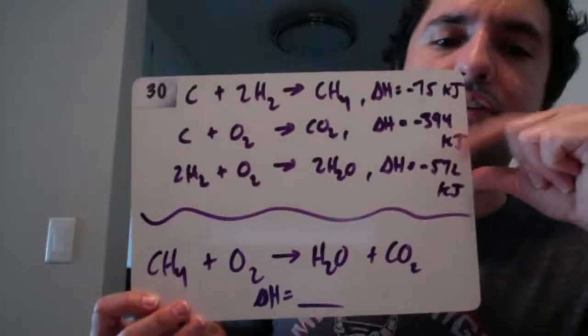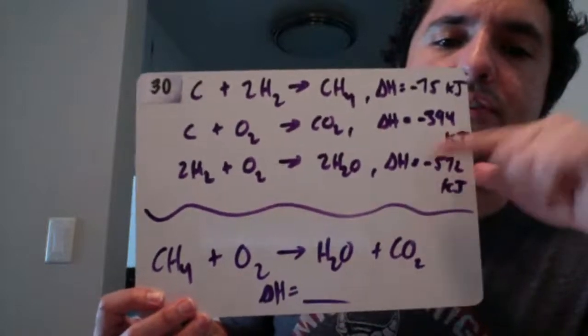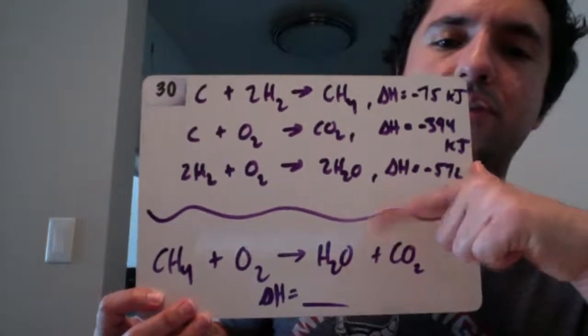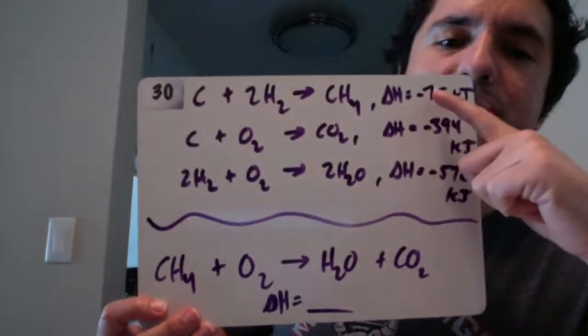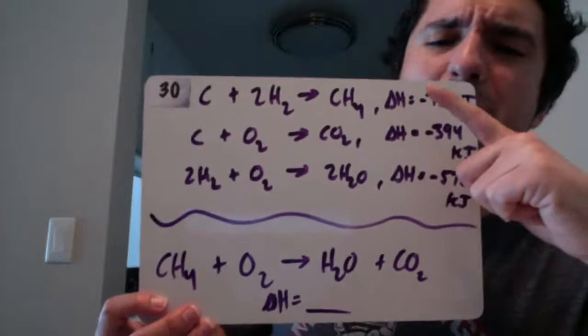CO2 is on the right there. That's where I want it. So that looks good. H2O is on the right there. That's where I want it. That looks good. So yeah, I'm probably just going to have to flip around the first one. And that might be the only thing I have to do.